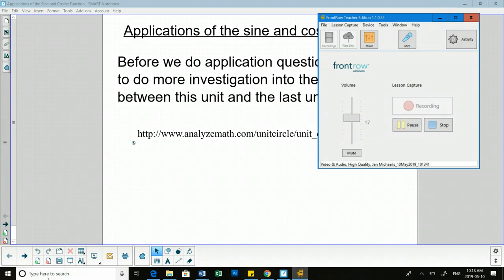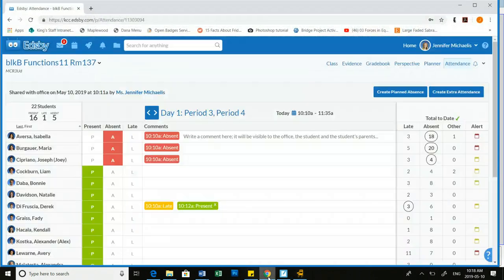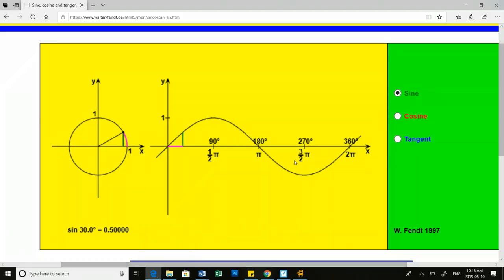Okay, so before we do some applications, I just want to look back at our little applet that we looked at a few days ago, just to make sure that we all understand what the sine and cosine functions are tracking. This is really important for grounding us in what the sine and cosine functions track so that we can extend that knowledge to our application questions. So the sine function, you'll notice, starts at 0, 0. I'm looking at the wave graph right now, just over here.